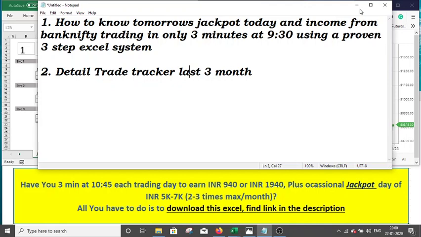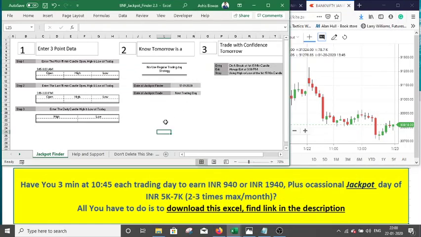Let's start. We use a three-step process with this simple Excel sheet, where the first step is to enter 3-point data. By 3-point data, I mean the open, high, low, close of the first 15-minute Bank Nifty future data, the last 15-minute open, high, low of the Bank Nifty data, and the daily high, low of that day.